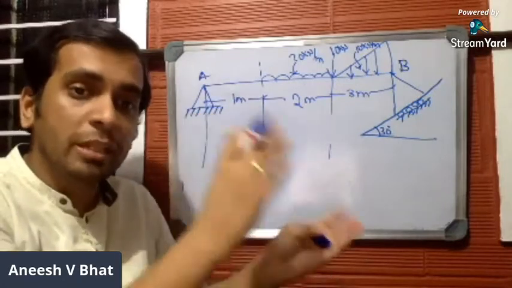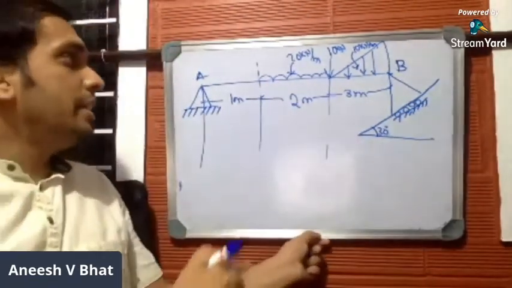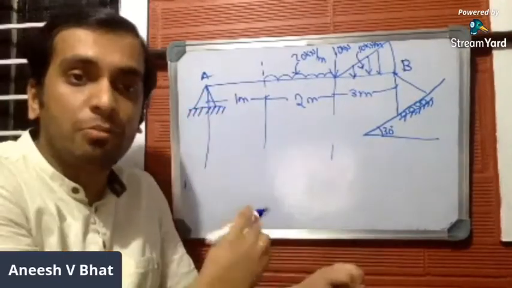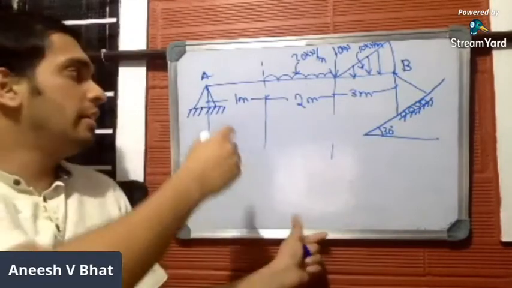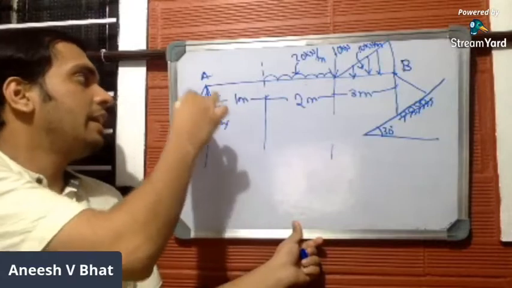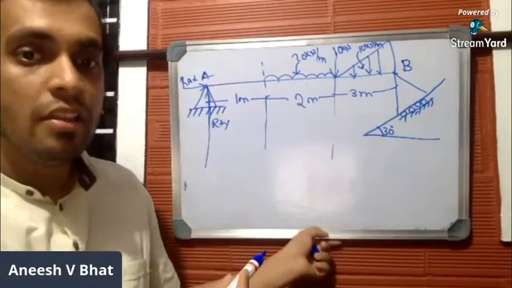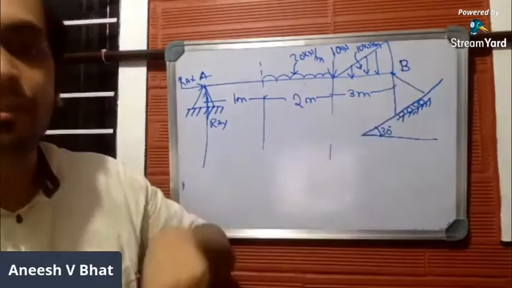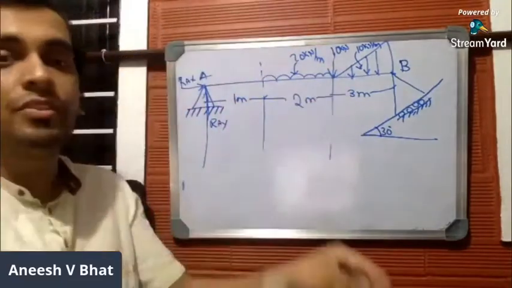Step number 1 is to identify the type of support and to mark the support reactions. At this particular point A, you have a hinge support. A hinge support will always exert two reactions: one in the y direction, this will be RAY, and the other in the x direction, RAX. Now, the support at B is a roller support, but the roller support is inclined at an angle of 30 degrees.